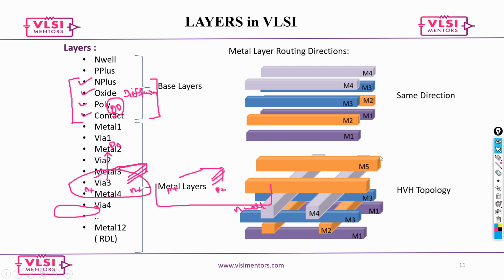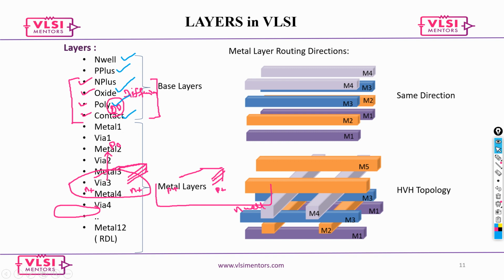So you need N-well, and you need P plus, and then you need oxide, and then you need poly and then contact. So these layers are needed for manufacturing the PMOS. Now that is why we say putting all the layers together, these are all what we call a base layer.